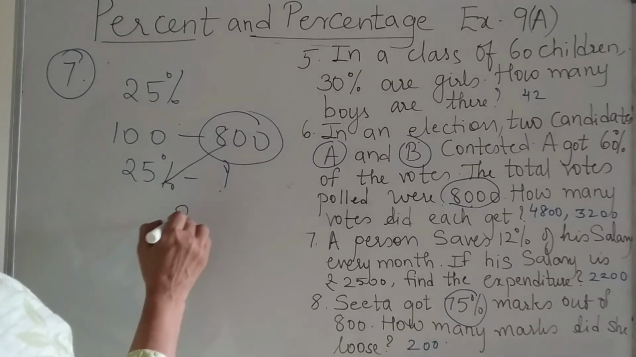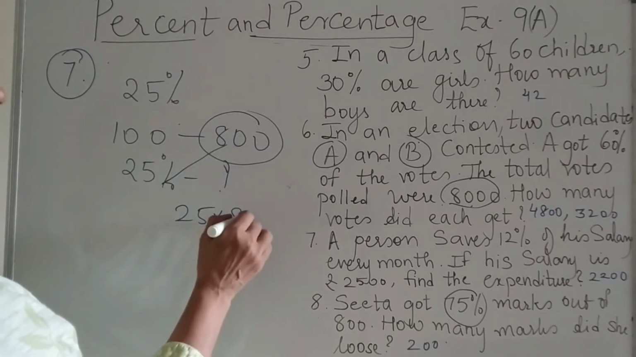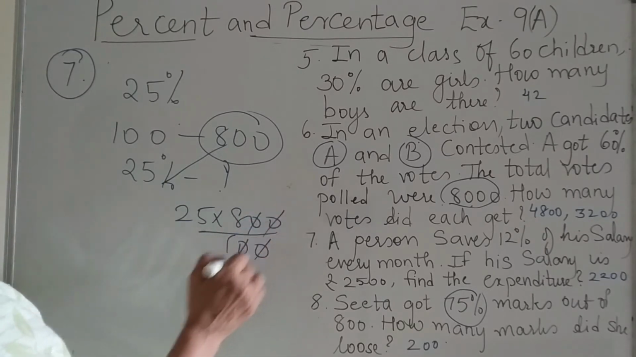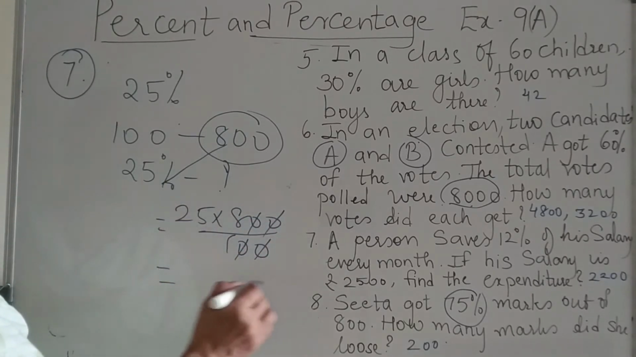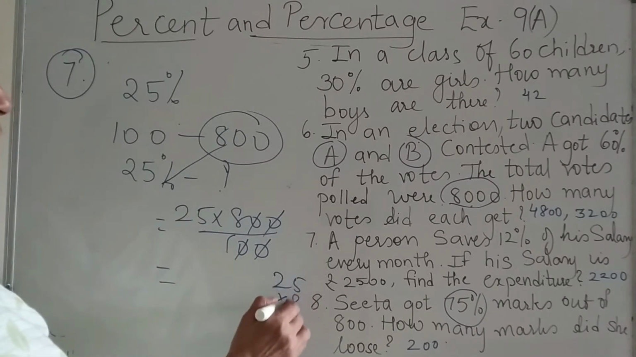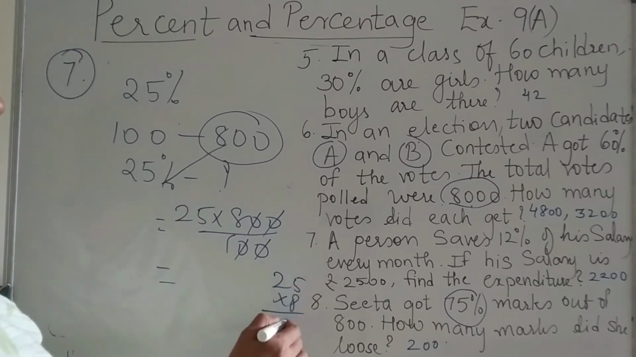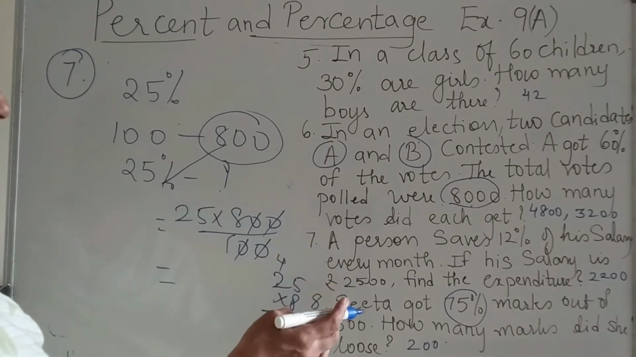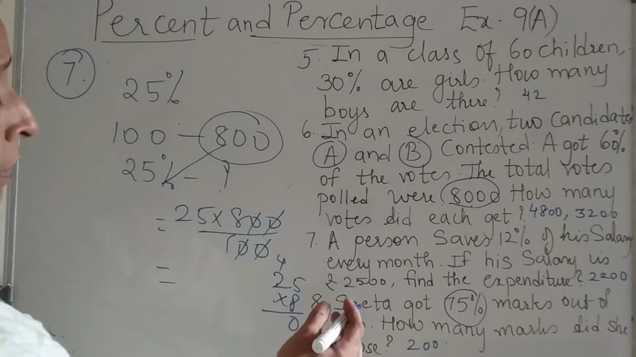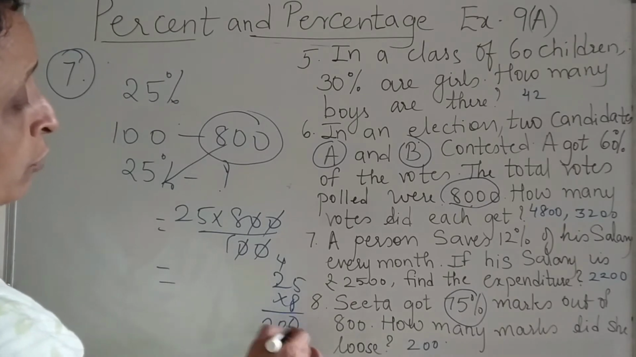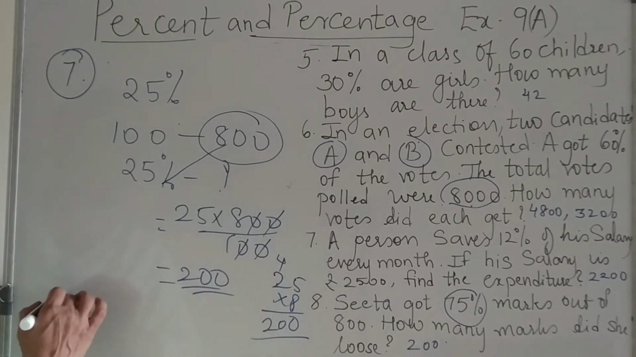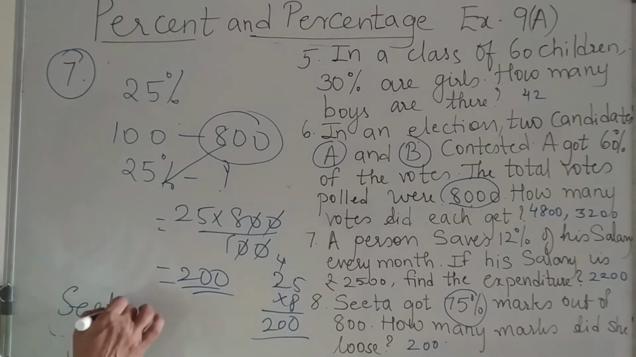Cross multiplication, 25 into 800 by 100. Cancel the zeros, and now you multiply 25 into 8. 5 8s are 40. 4 carry, 8 2s are 16, 17, 18, 19, 20. So she lost 200 marks. So Sita lost 200 marks.